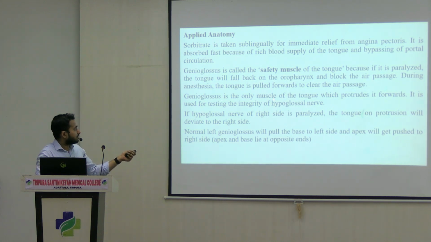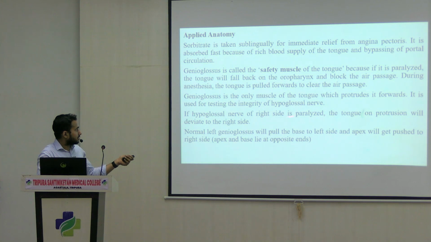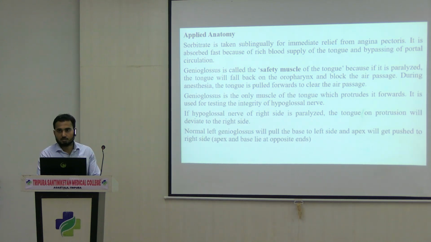Genioglossus is the only muscle which protrudes the tongue forward. It will help you do the protraction of the tongue, meaning you can take out the tongue from the oral cavity. That is the protraction of the tongue, and that is done by the Genioglossus. As I said, it is used for testing the integrity of the hypoglossal nerve. Now, if the hypoglossal nerve of the right side is damaged, what will happen? The protrusion of the tongue will deviate to the right side.